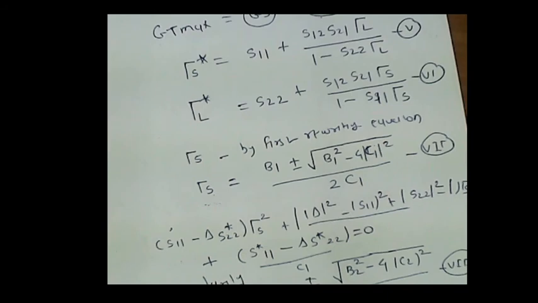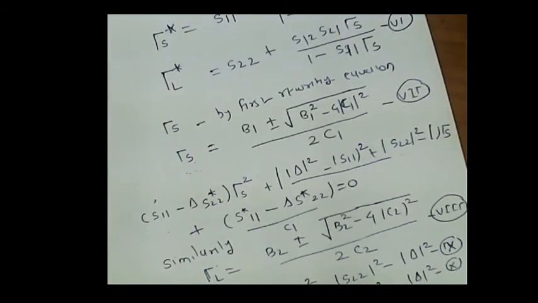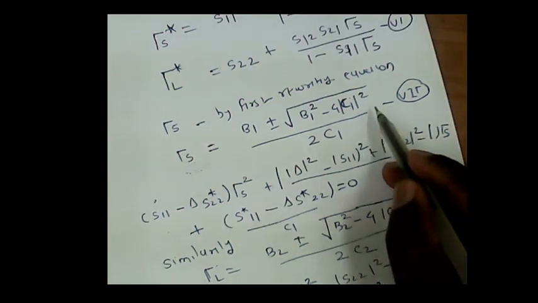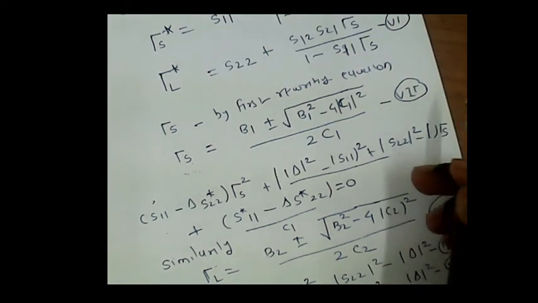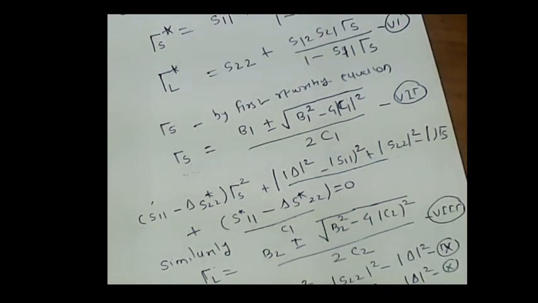Now, the solution is only possible if the quantity under the square root is positive, meaning these two expressions are greater than 0, which is equivalent to K being greater than 1. If we compare these equations with Rollett's condition, we get: unconditionally stable device, always conjugate match for maximum gain; potentially unstable device, conjugate match not possible.